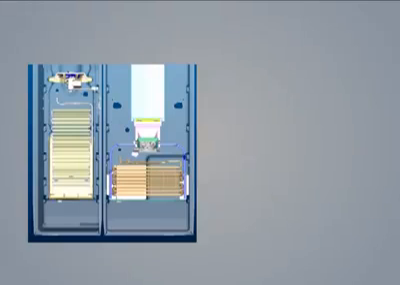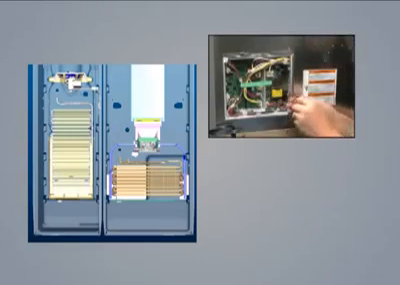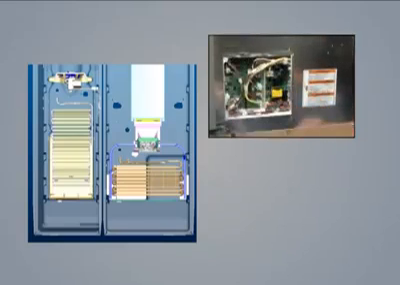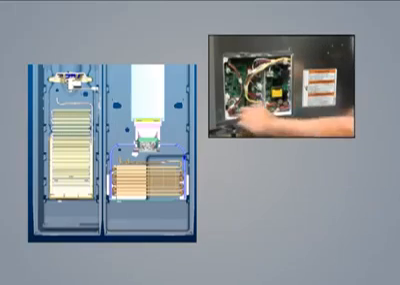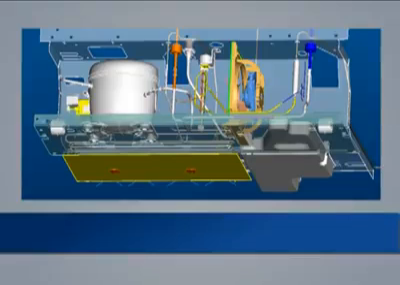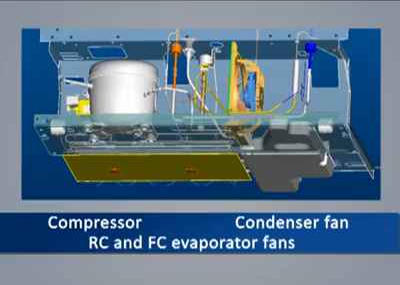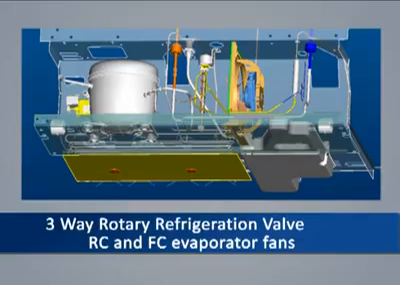Theory of operation. The main control board software is designed to control the cooling system. Thermistors located in the RC and FC compartment provide temperature information to the board. All cooling and defrost decisions are made by the board based on those inputs and customer usage. Outputs from the board control the compressor, condenser fan, RC and FC evaporator fans, three-way rotary refrigerant valve, and the defrost heater.